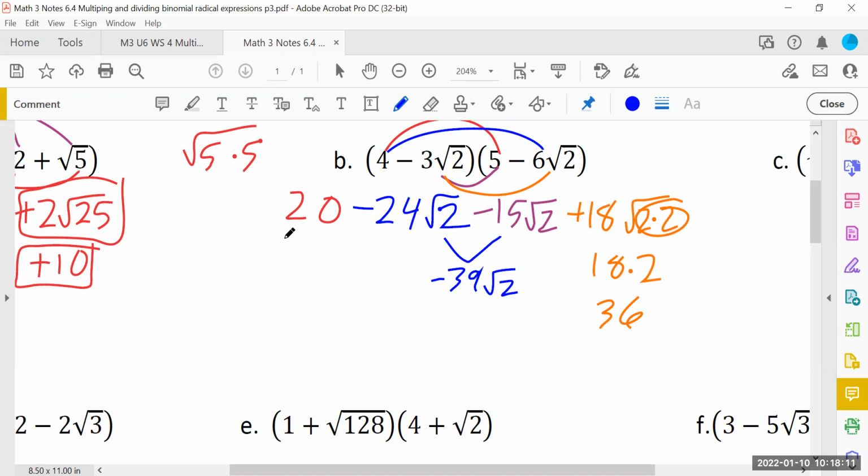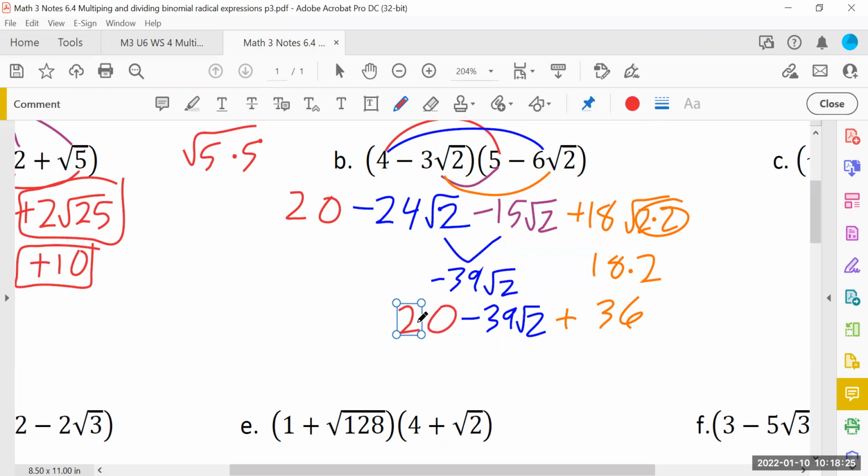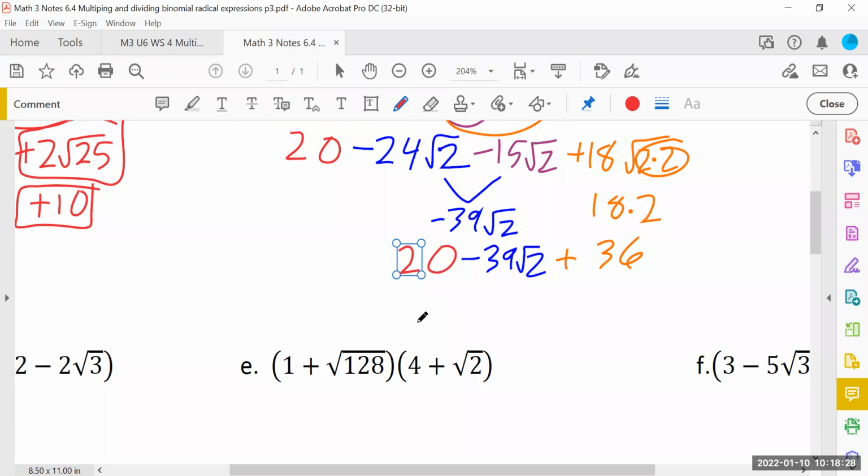And I still have the 20 over here. So right now, I'm looking at, let's put the plus sign in front of the 36. It was positive. And then we still have that 20 from out in the front. So I can combine the 20 and the 36. Even though they're not next to each other, it's just a bunch of additions and subtractions. Combine the like terms. The signs go with the thing that comes right after them. So it's a -39 root 2, but a positive 36. 20 plus 36 makes 56 minus 39 root 2.